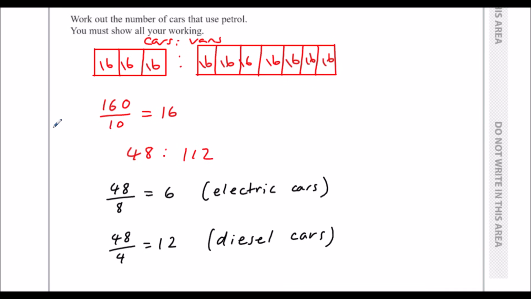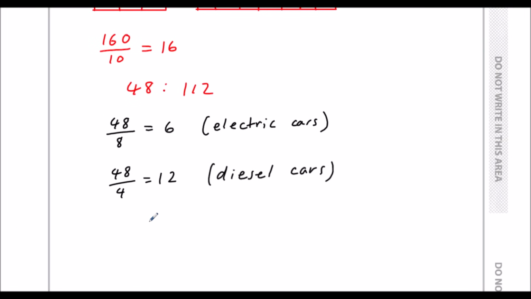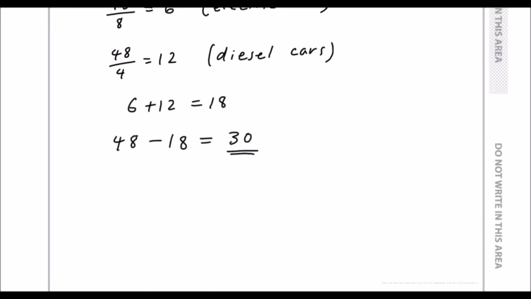Work out the number of cars that use petrol. That's the rest of them. So we've got 6 and 12 make 18. That's electric and diesel. There are 48 in total. 48 take away 18 is 30. So the rest of them is 30, and that must be the number of petrol cars.